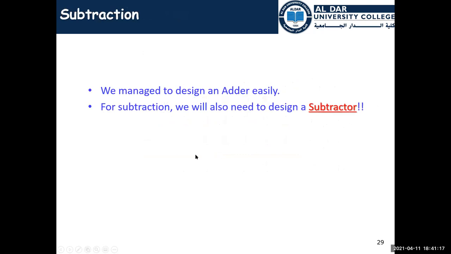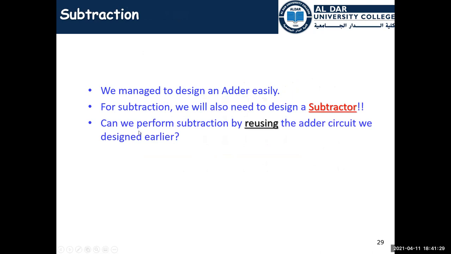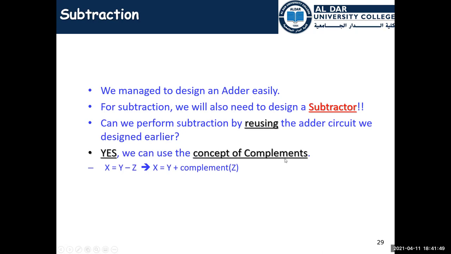We managed to design an adder easily. There is no problem in obtaining a full adder using two half adders using the hierarchical design. And also, what about the subtraction? We will need a subtractor. This is very difficult, you know, we want to borrow. This is a disaster. Can we perform the subtraction by reusing the adder circuit we designed earlier? Can we have that? Yes, we can. Actually, we can use the concept of complements. So the complement is just adding the complement of the subtracted number.